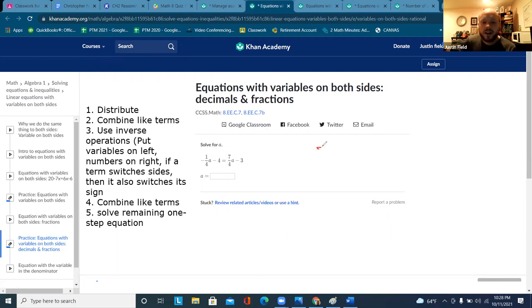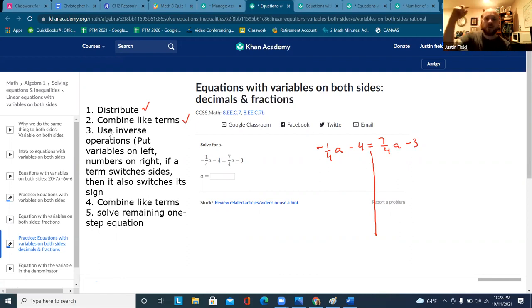Okay. Negative 1/4 a minus 4 equals 7/4 a minus 3. If I jump up in the middle of this video, you'll know it was the mouse. Okay, so what we're going to do is draw a line there. And do we have like terms on either side? No. So I don't need to distribute, I don't need to combine. I'm going to go to my inverse operations.